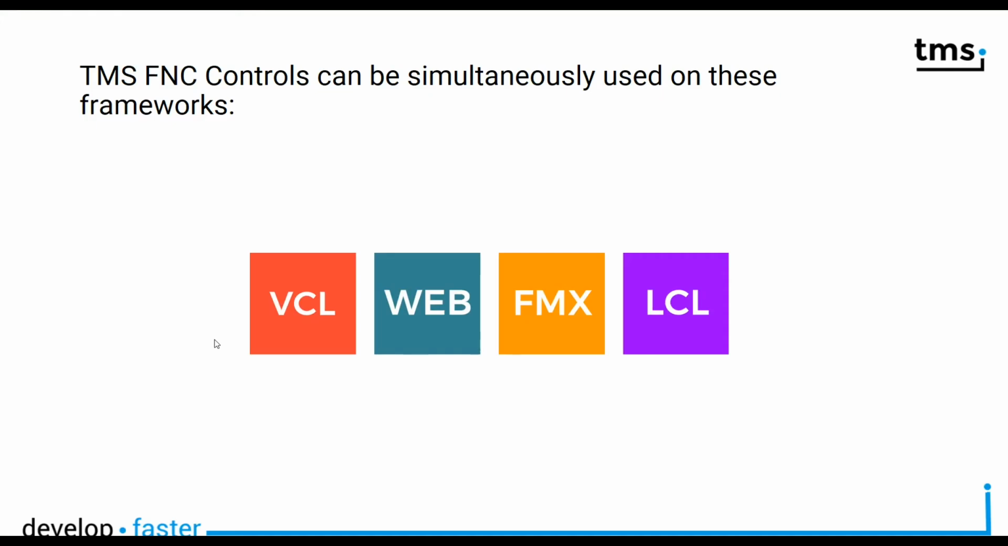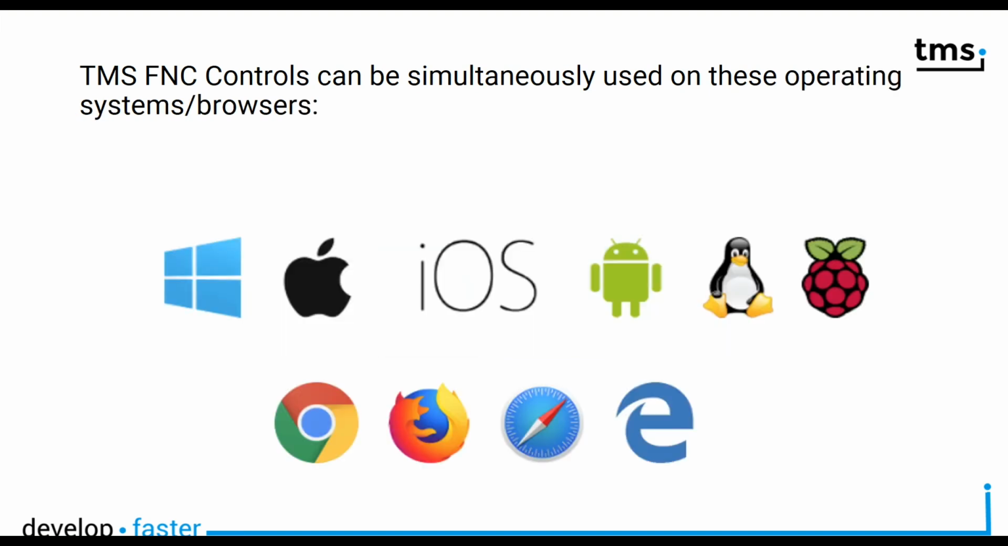You just saw how easy it is to capture signatures with FNC UI controls. These controls are available for the VCL, the web, FireMonkey, and Lazarus. Because of this, you can support Windows, Apple, iOS, Android, Linux, Raspberry Pi, and of all the browsers, which primarily are Chrome, Firefox, Safari, and Internet Explorer.